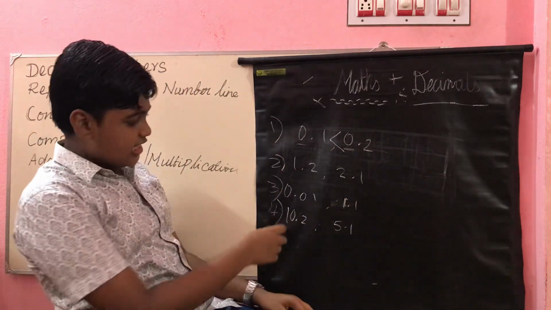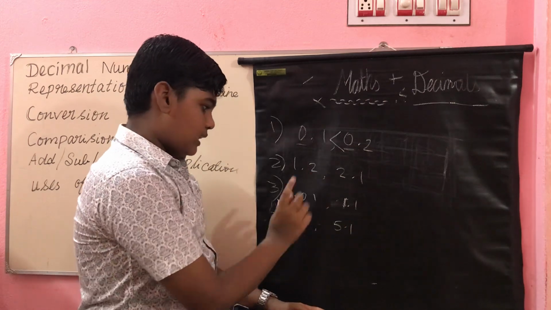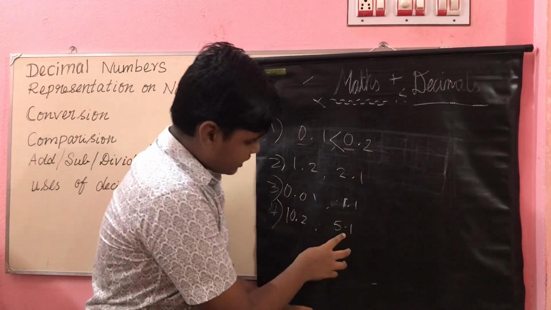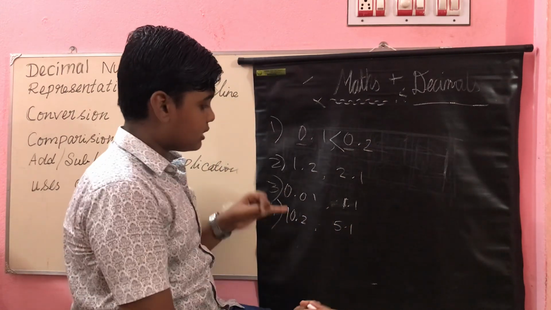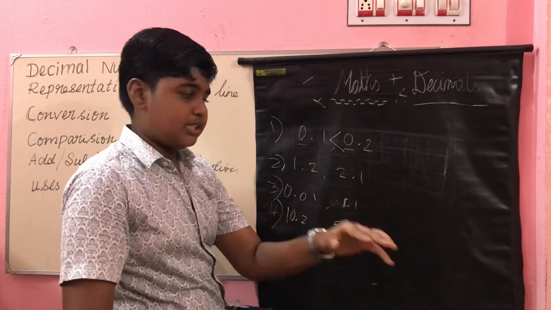Okay, here just check it. This is in the hundredth place, this is in the tenth place. Here this is tenth place and this is in tenth place. So this is like but this is unlike. So these are known as like decimals and unlike decimals.